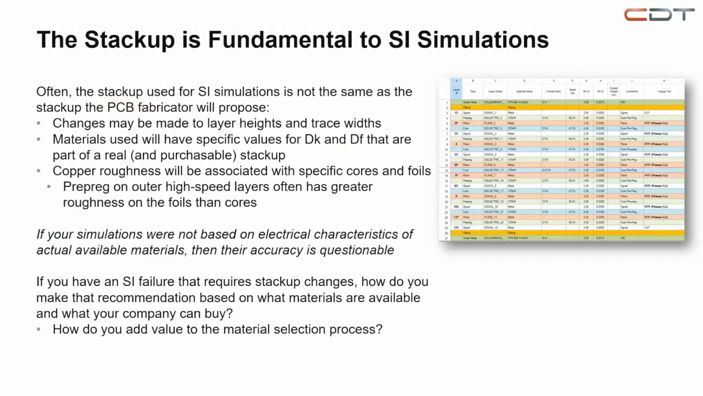So often, the stackup used for signal integrity simulation is not the same as what we will have after fabrication. Changes may be made to layer heights and trace width. Different materials may be used, and they may have specific values for DK and DF. Copper roughnesses will be associated with specific cores and foils. Prepreg on outer high-speed layers often has greater roughness on the foils than the cores. And what does it mean? How can you take this into consideration? If your simulations were not based on the electrical characteristics of actual materials, then accuracy is very, very questionable.